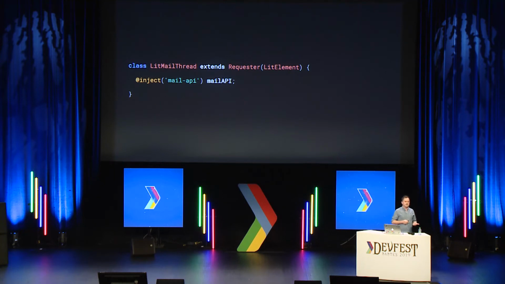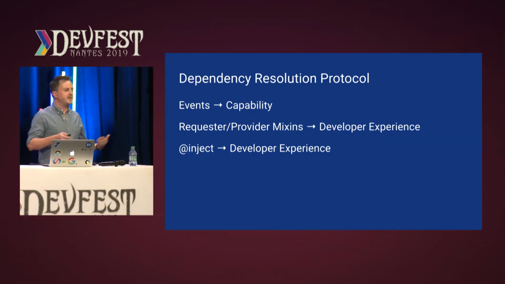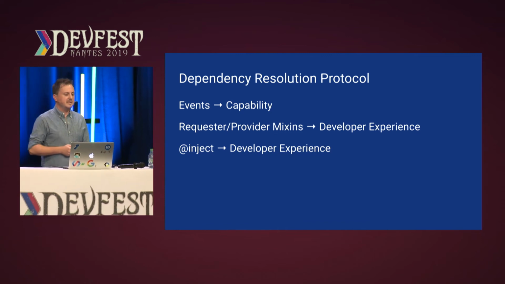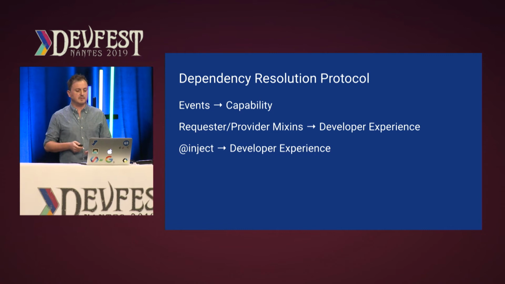And we can even go further. We could make a decorator that we decorate a property with that collaborates with this mixin, and then it'll automatically request this component for you. So I tend to call this protocol here the dependency resolution protocol. So events give you the basic capability for components to communicate with each other. And then the mixins wrap that up in a nicer developer experience. And then using this decorator here, we can even get to a better developer experience.